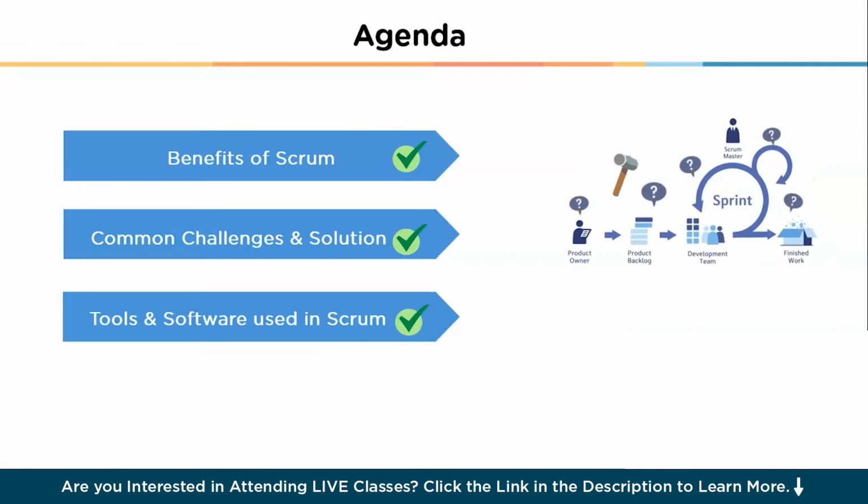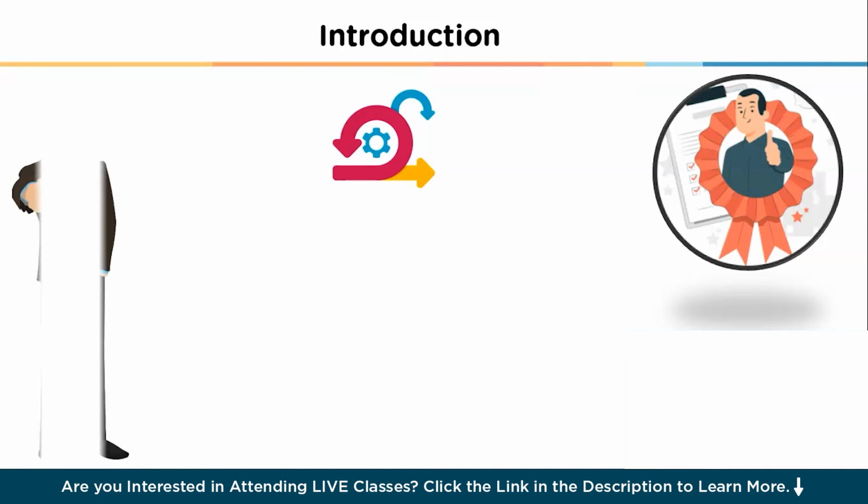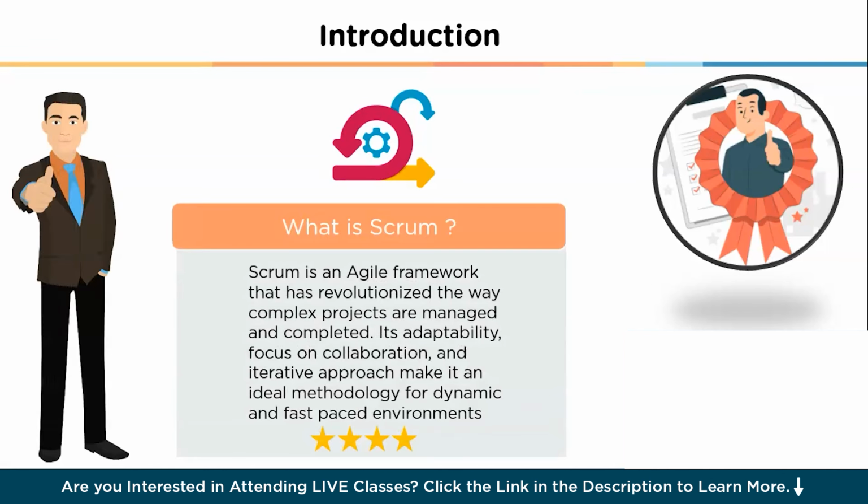So let us start with an introduction to Scrum. So guys, what is Scrum basically? Scrum is an agile framework that has revolutionized the way complex projects are managed and completed. Its adaptability, focus on collaboration, and iterative approach make it an ideal methodology for dynamic and fast-paced environments. While Scrum is most commonly associated with software development, its principles and practices can be applied to various industries to enhance efficiency and product quality.